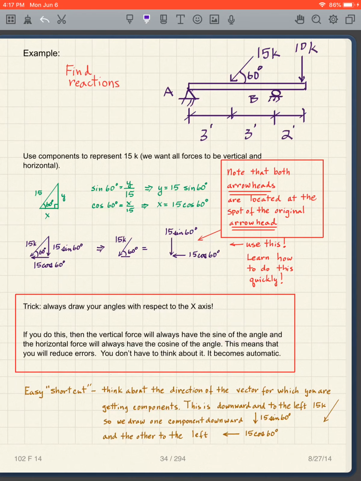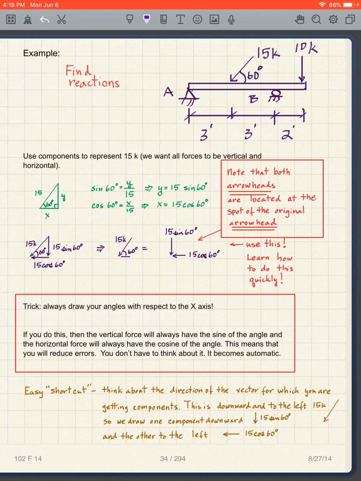I can tell you right now, if you don't follow this method, you're going to get confused and you're going to make mistakes. You follow this method, everything's easy and you don't make mistakes. So that's what we want. We want things to be easy and we want you to not make mistakes. So just follow this method.